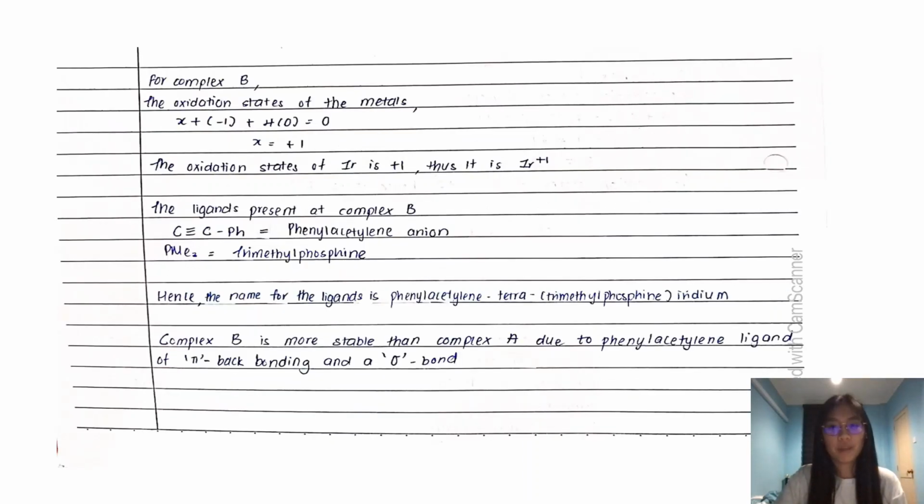For complex B, the oxidation state of the metal is also +1, in which the iridium will be Ir+1. The ligands present in complex B are phenylacetylene anion and trimethylphosphine. Hence, the name of the complex is phenylacetylene tetra-trimethylphosphine iridium. Complex B is more stable than complex A due to the pi back bonding and sigma bond of the phenylacetylene ligand.